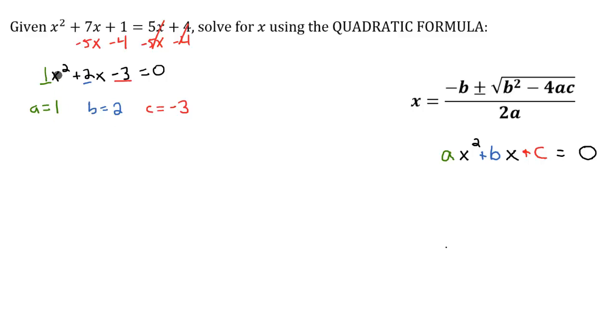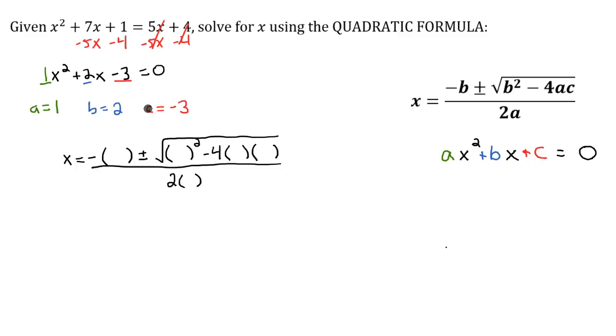A is in front of the x squared term, which would be an invisible 1. 2 is in front of the x term, and -3 is the constant. Then we set up our quadratic formula, blank. There we go. And then we want to plug in our A, B, and C values, just like that. And now we want to start simplifying. So I'm going to start off by writing x equals, and then we have a -2 in the top left-hand corner here.